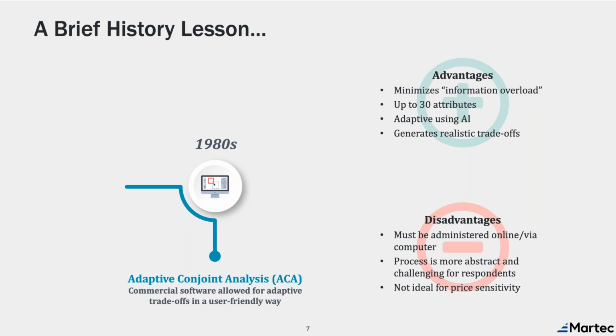The disadvantages: it must be administered online or via computer. The process can be a bit more abstract and challenging for respondents, and it's not ideal to measure price elasticity. And as other conjoint modules have been developed, ACA has almost gone to zero in usage. Only about 2% of conjoint exercises are actually ACA.